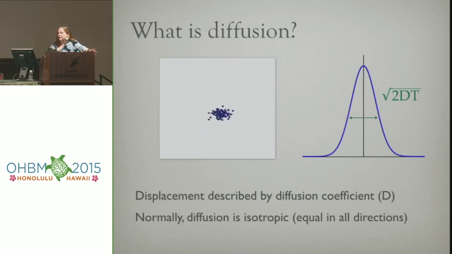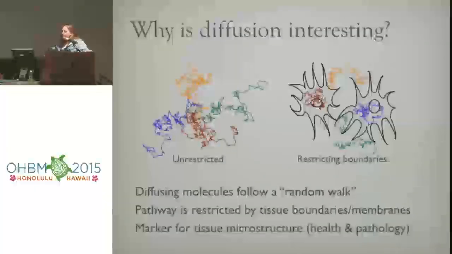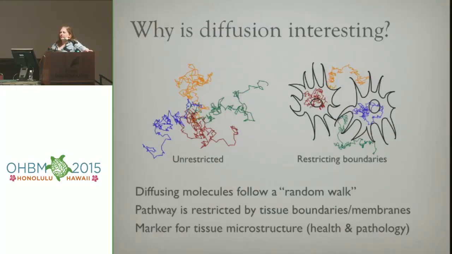Normally, diffusion is isotropic. That means it's equal in all directions. You can see here in the x and y plane, in the two directions in this animation, there's no real preference to move along one direction or another. So why would this be interesting then? It's interesting because as soon as you move outside of that simple system of water molecules in a beaker of water, and you move to a slightly more interesting system like tissue, all of a sudden, it's no longer quite such a simple process.